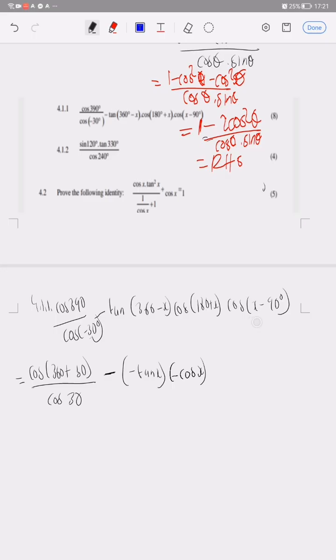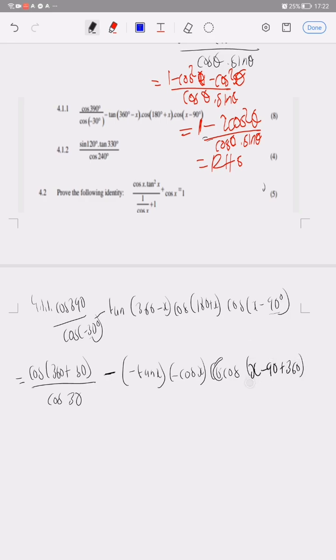What do we do here? Okay, so this one is a reduction of a negative angle. Remember, what do you do when it is a reduction of a negative angle? We just add 360, right? So it's going to be cos of x minus 90 plus 360.